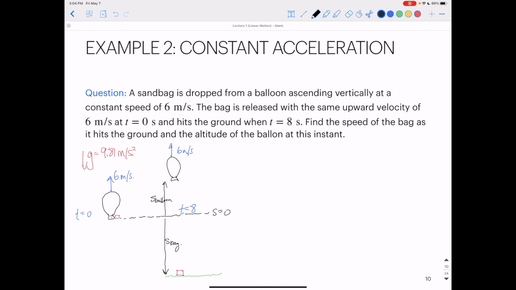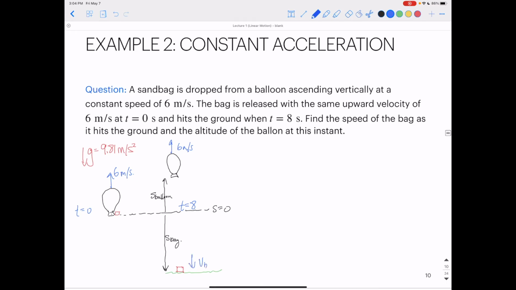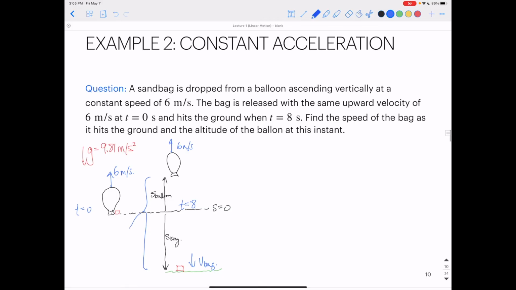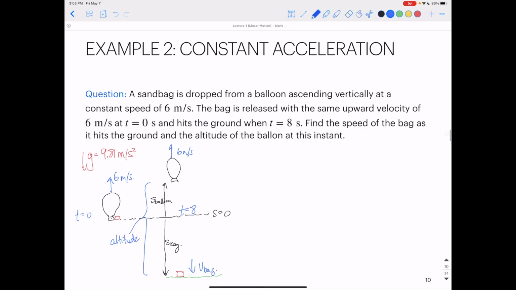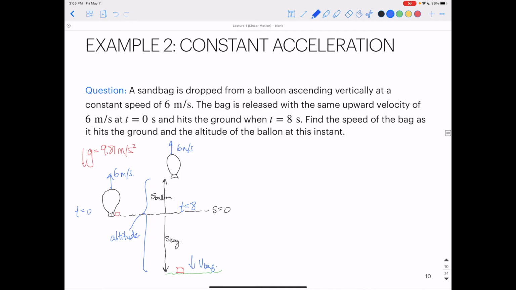We're asked for the speed of the bag as it hits the ground, which is the velocity of the bag, and we're asked for the altitude of the balloon. The altitude of the balloon is going to be the addition s balloon plus s bag. That's the distance of the balloon from the ground. So how can we begin? Well, if we use our equations of motion for constant acceleration, we can solve for the position of the bag and the position of the balloon after 8 seconds has gone by. So let's start with the bag.